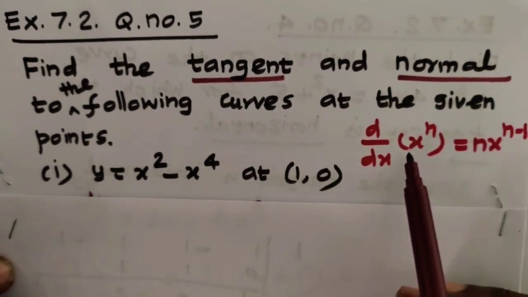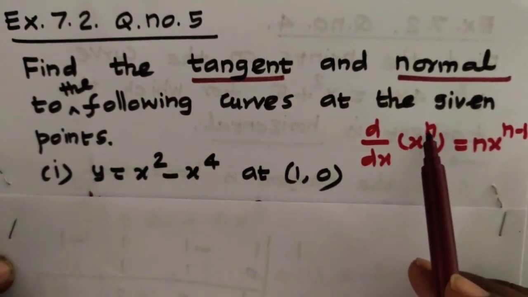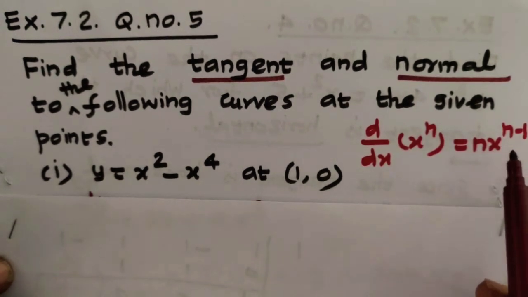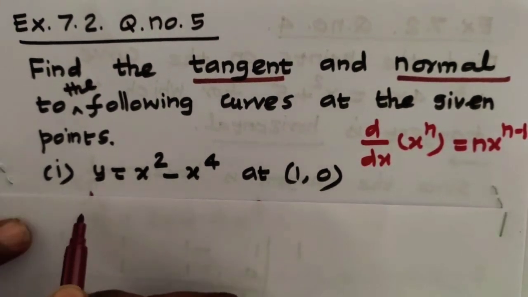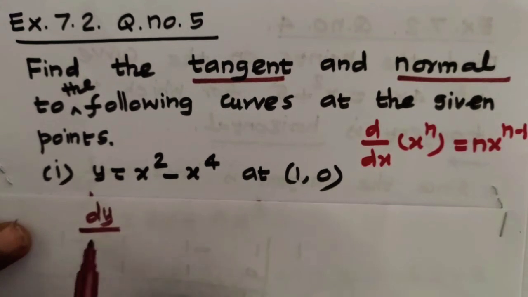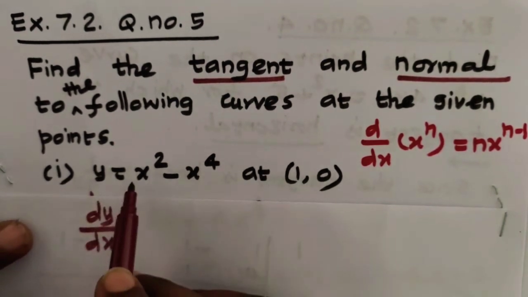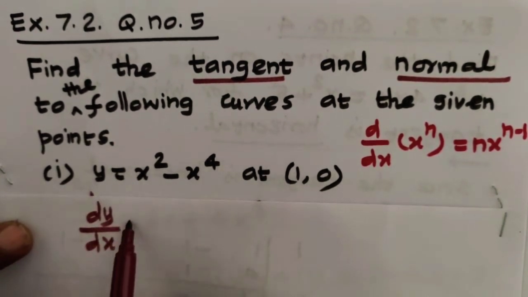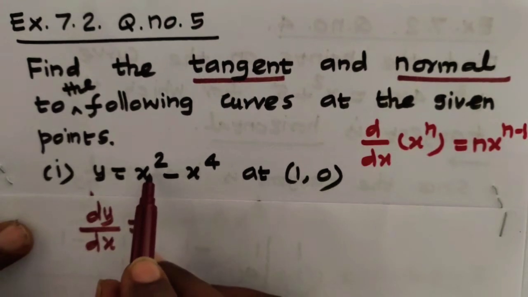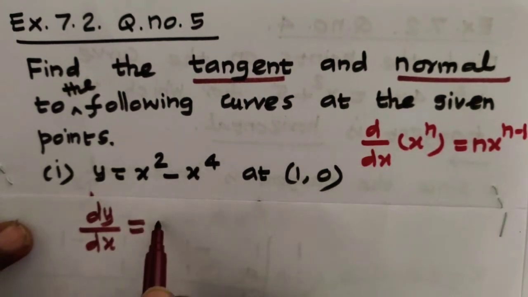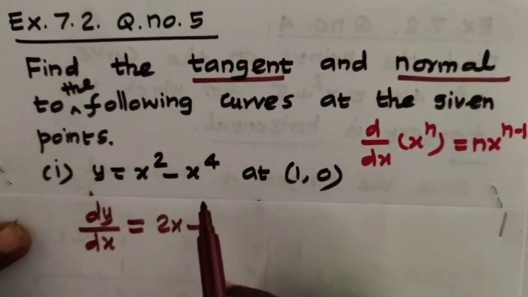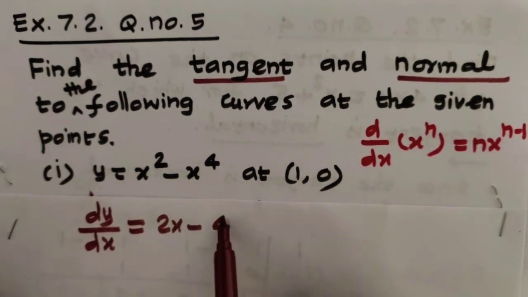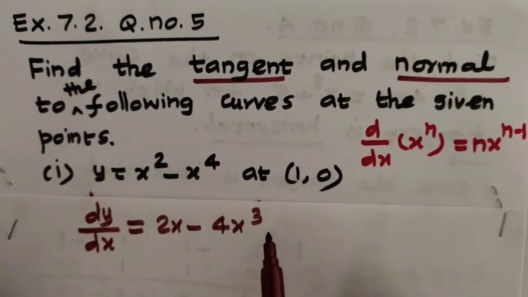Using the differentiation formula, differentiation of x power n is n x power n minus 1. Now to find dy divided by dx, which means slope, the function y is differentiated with respect to x. Now differentiation of x squared using this form is 2x minus differentiation of x power 4 is 4x cube.